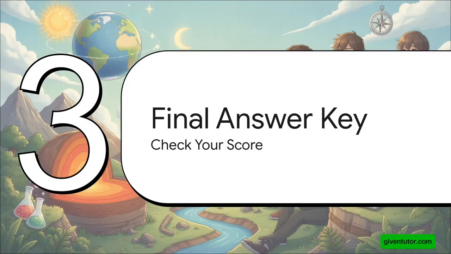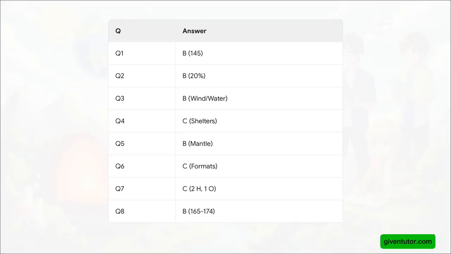All right, the moment of truth. Let's check the final answer key. Drum roll, please. Let's see how many points you scored. Here we go. Q1 is B. You need 145 to pass. Q2 is B. It's 20% of the test. Q3 is B. Weathering is wind or water breaking rock. Q4 is C. Dikes and shelters are forms of mitigation. Q5 is B. The mantle is deep inside the Earth. Q6 is C. You're going to see multiple formats, like drag and drop. Q7 is C. H2O means 2 hydrogen and 1 oxygen. And Q8 is B. A score of 165 to 174 is college ready.